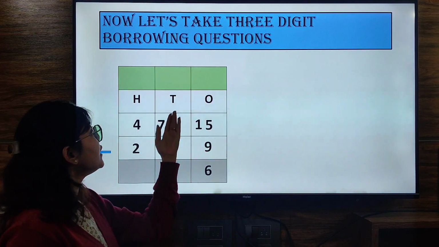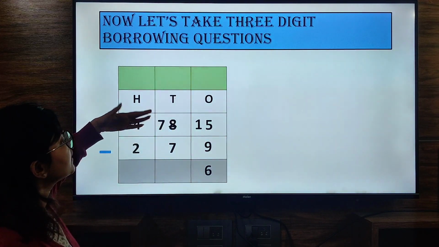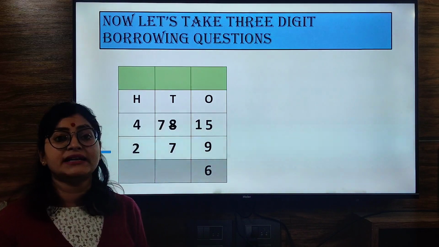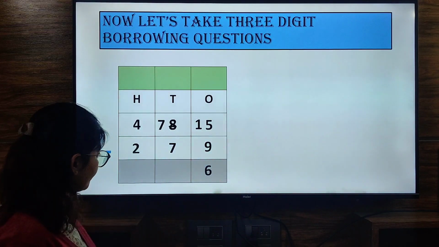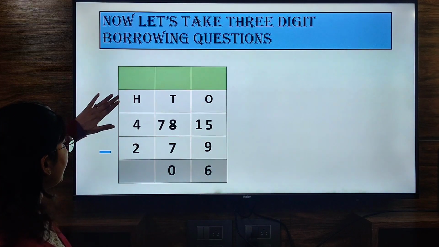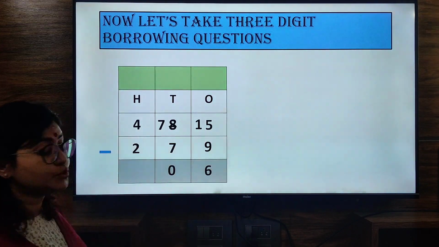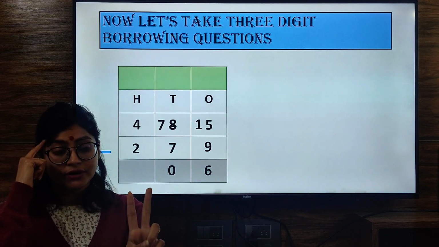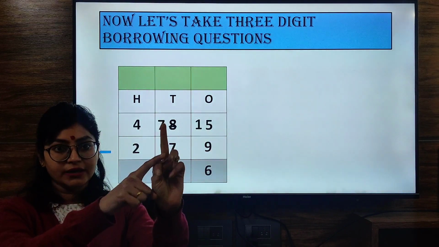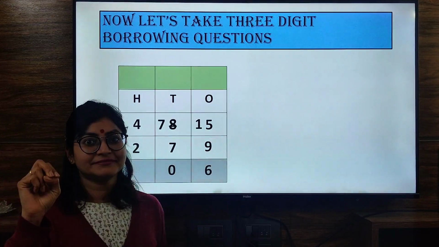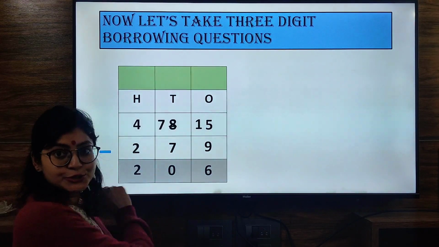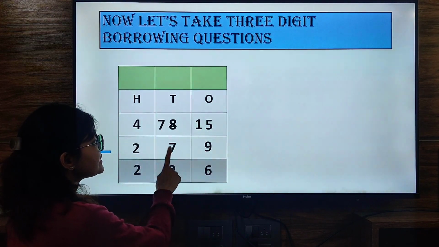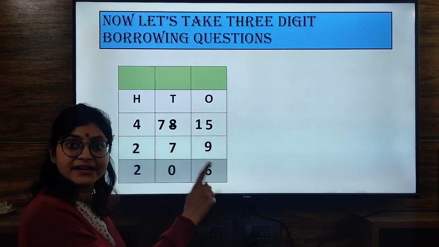Now in the tens column, the upper number is 7 and the lower number is 7 as well. So 7 minus 7 is 0. Okay. In the hundreds column, I have 4 and 2. 4 in my mind and 2 on the fingers. Backward counting: 3, 2. So 4 minus 2 is 2. So 485 minus 279 is 206.